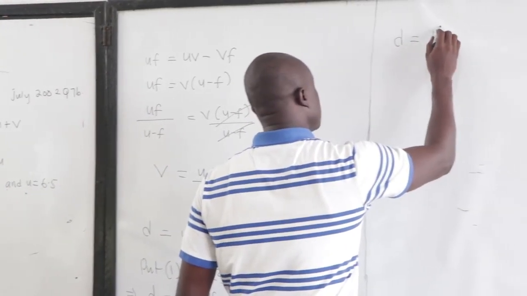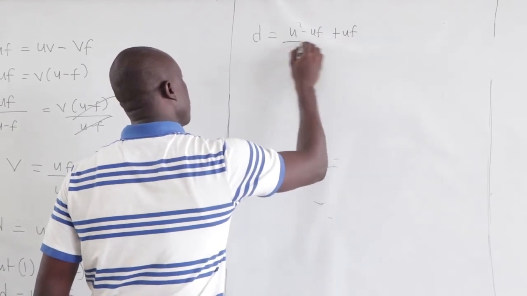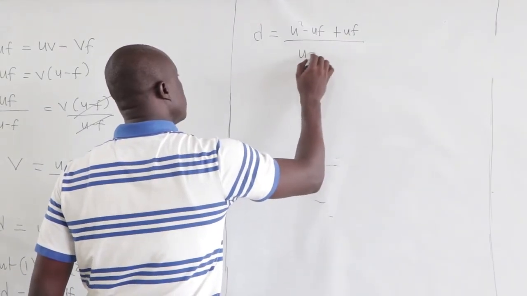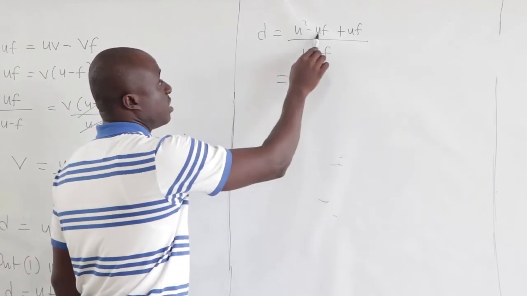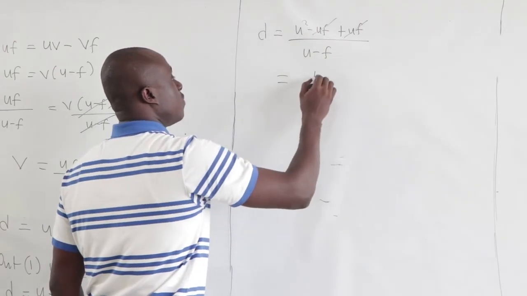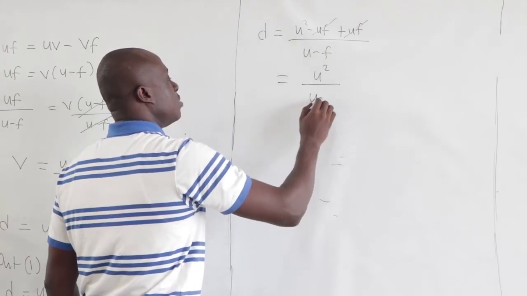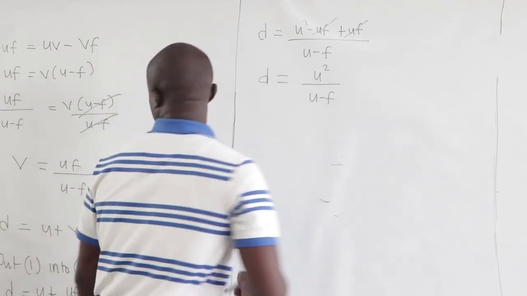Expanding, we are going to get u squared minus uf plus uf all over u minus f. Now, what can we see clearly? We have negative uf, positive uf. It will cancel out. This and this will go away. So we have u squared all over u minus f. That is our d, the first one.